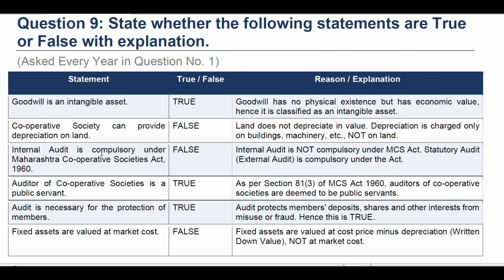External audit is compulsory under the Maharashtra Cooperative Societies Act, that is MCS. If you don't want to write Maharashtra Cooperative Societies Act, you can write MCS Act 1960. A short form is sufficient. So it is false. Why? Internal audit is not compulsory under the MCS Act. Statutory audit or external audit is compulsory under the MCS Act.